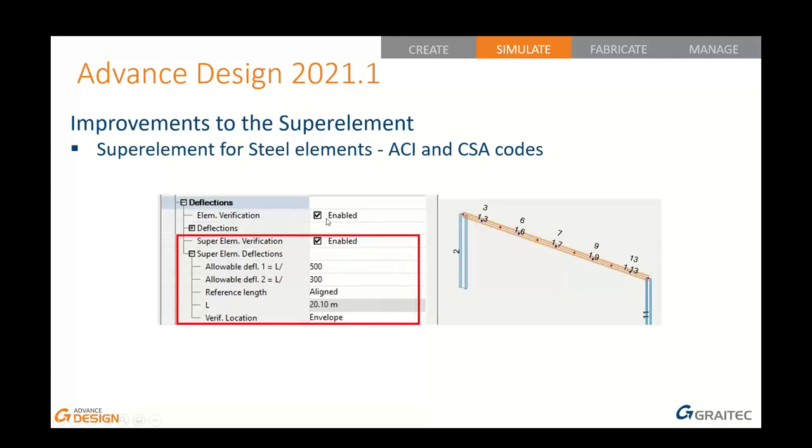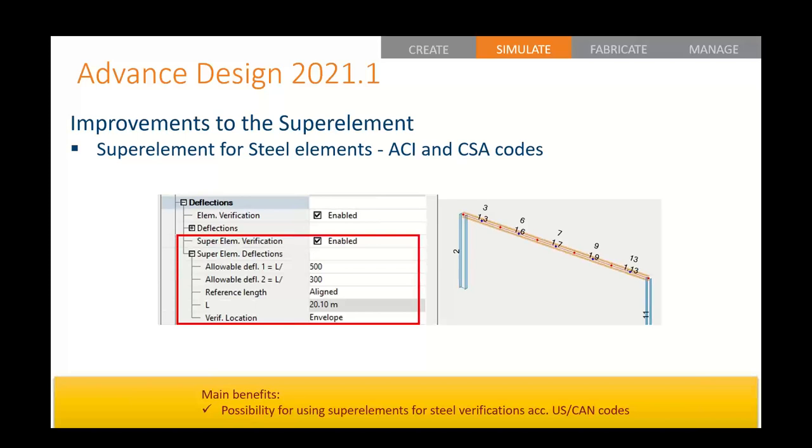The super element concept can now be used for steel linear elements also for design calculations according to Canadian and American steel codes, in the same way as it has been available for Eurocode since the 2021 version. So that's the benefit. We now have the possibility of using super elements for steel verifications when we use the American or Canadian codes.